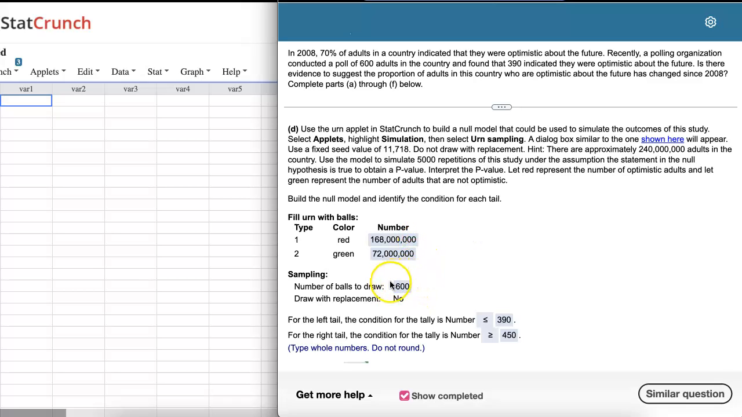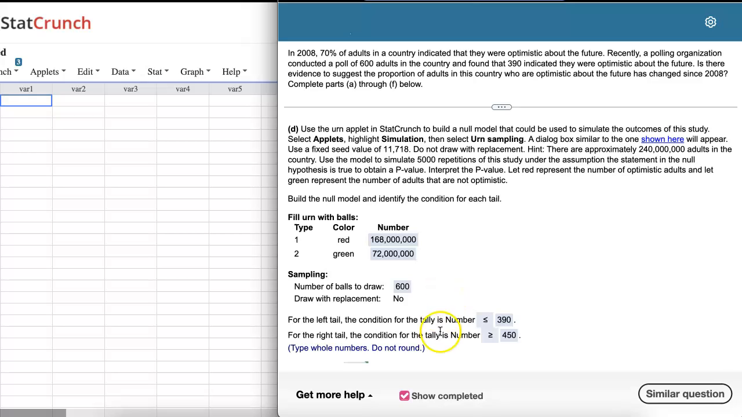We can already go ahead and fill this in. We know that we want to draw the same sample size as our recent poll of 600 adults. We were told to do this sample without replacement. That was told to us up here.